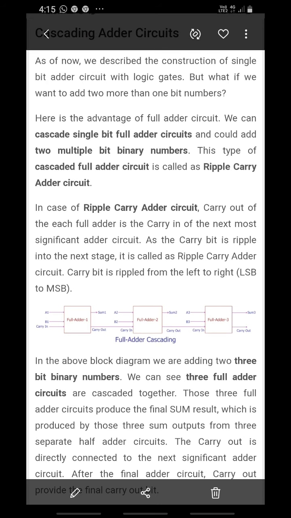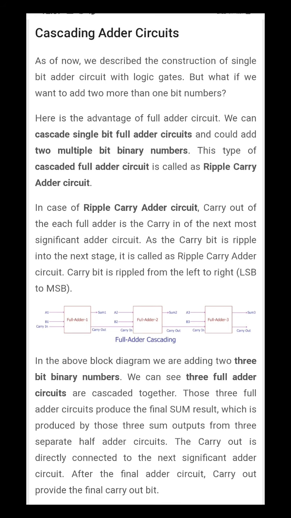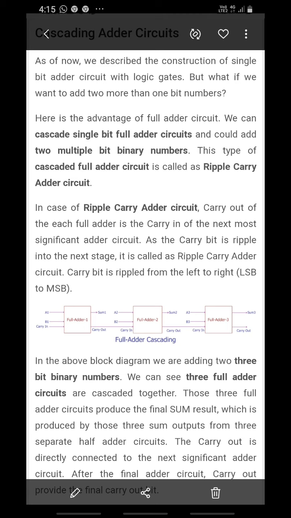Now cascading adder circuit. As of now, we described the construction of a single bit adder circuit with logic gates. But what if we want to add numbers of more than one bit?